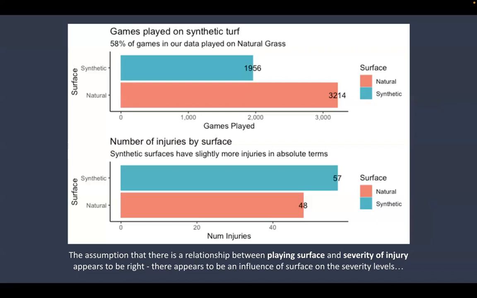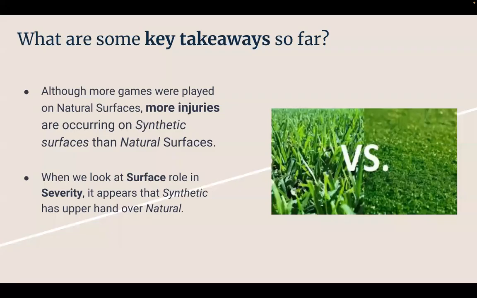So the assumption that there's a relationship between playing surface and severity of injury appears to be correct here. There appears to be an influence of surface on the severity levels. So what are some of our key takeaways so far? We have found that although more games were played on natural surfaces, more injuries are occurring on synthetic than natural. And also when we look at the surface role in severity, it does appear initially that synthetic surface does have an upper hand over natural surface.